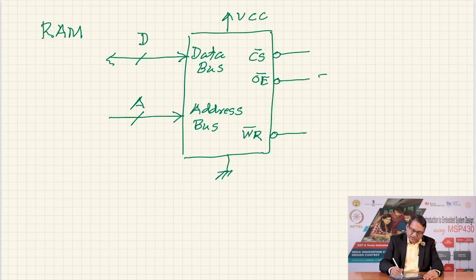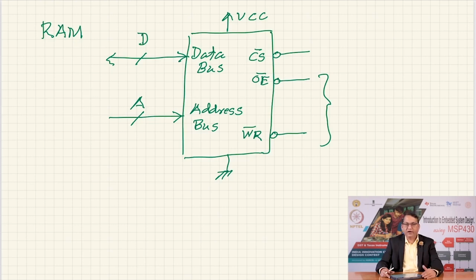These two signals, great caution must be exercised in issuing these signals, that is, you cannot turn on the output enable and the write bar signal at the same time, because if you did that, the RAM chip is going to be confused.